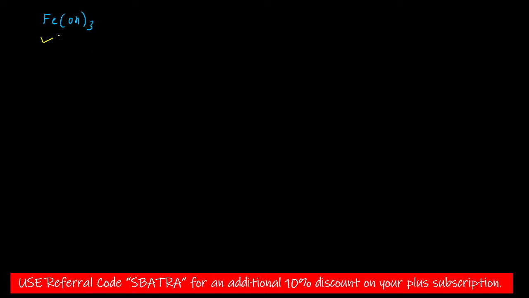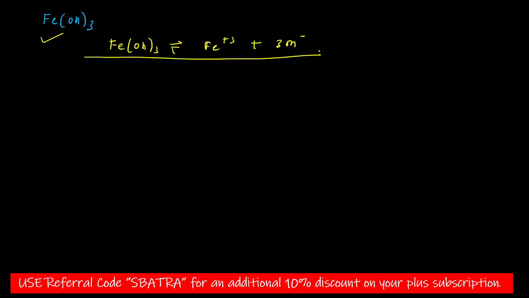First of all, we will write down the required equation: ferric hydroxide gives us Fe3+ ions plus 3 OH- ions. This is our reaction of KSP. So we need Fe3+ ions and OH- ions on the right hand side. This is how we need to figure out our correct cell.